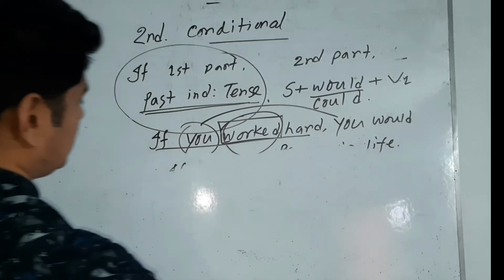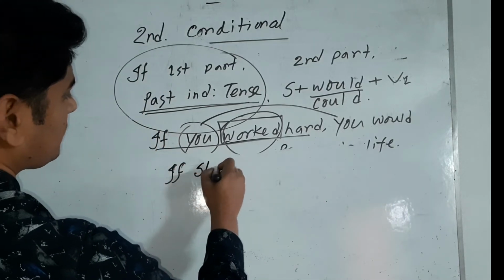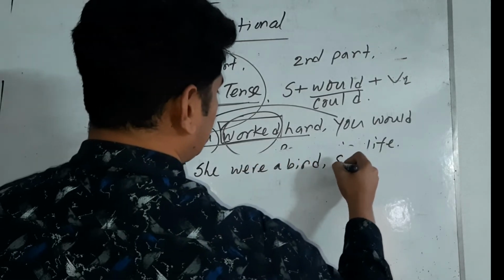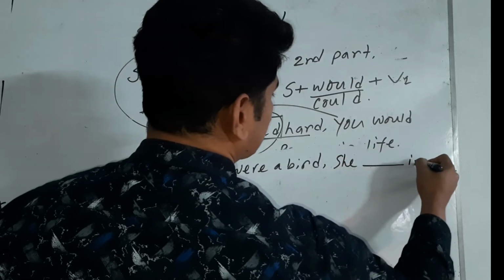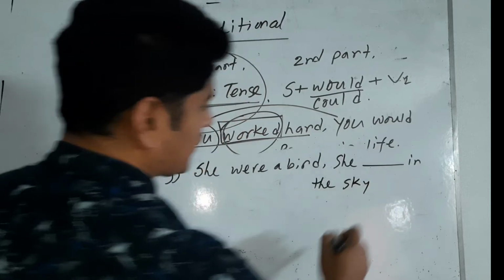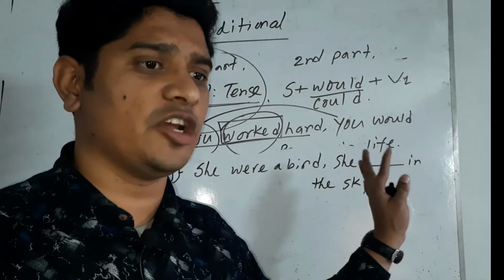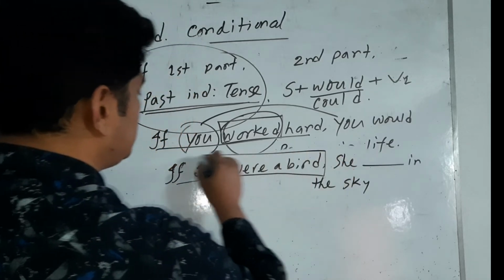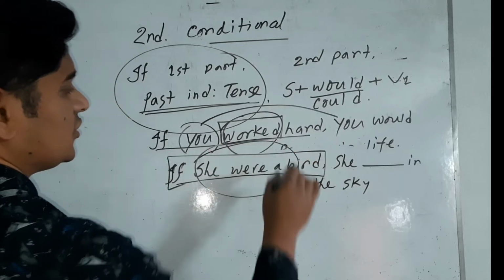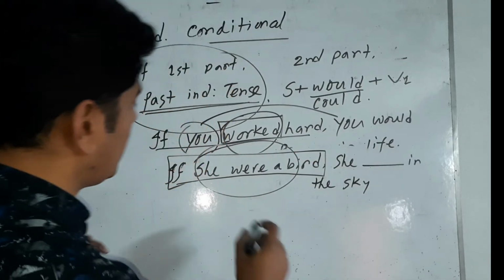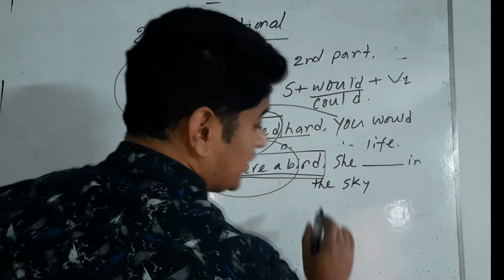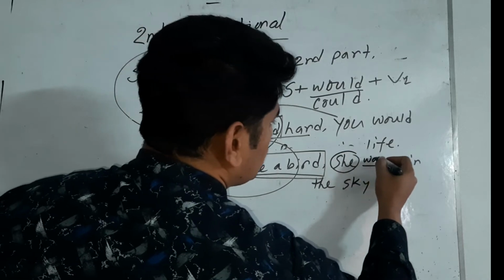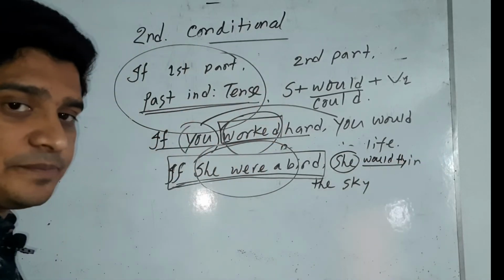Again, if she were a bird, she dash in the sky. You can see what you will use here, dear viewers. Can you tell me, anybody, please? If she were a bird, it is the past indefinite tense. So I am telling you again and again that after past indefinite tense, you have to use would plus verb. Then she would fly in the sky.